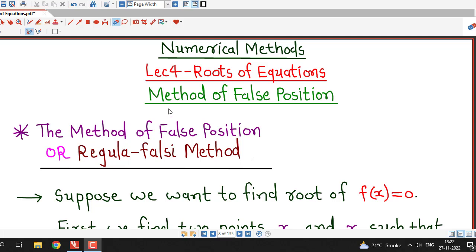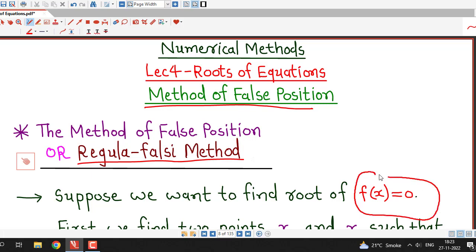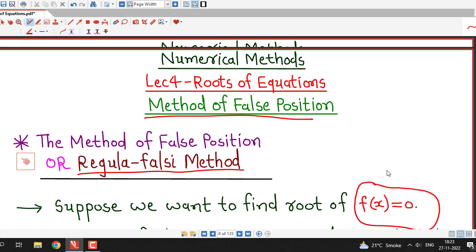In this lecture we are going to discuss the method of false position, which is another method for finding roots of equations. This method is also known as regula falsi method. In this lecture we will see how this method works and how we can find the approximate root of a given equation using the method of false position.